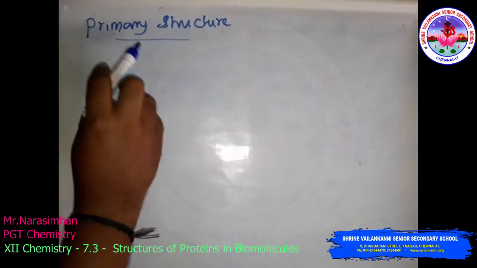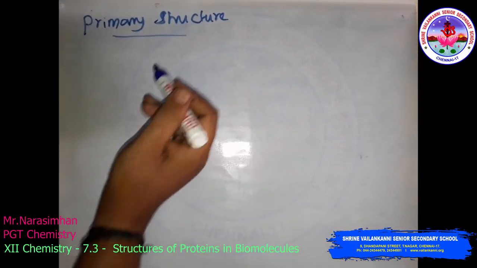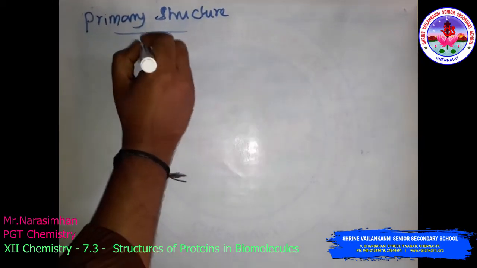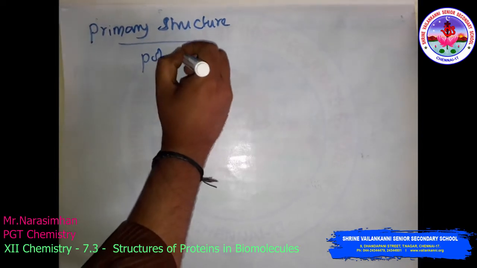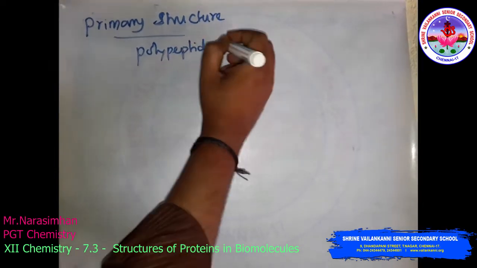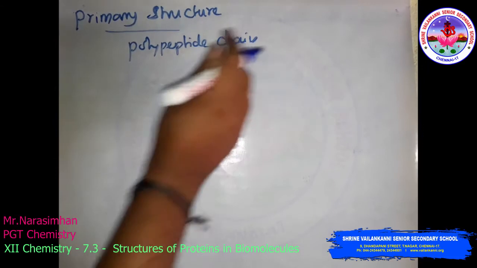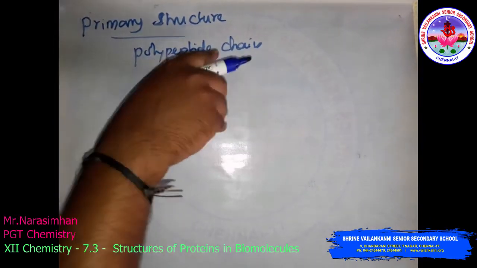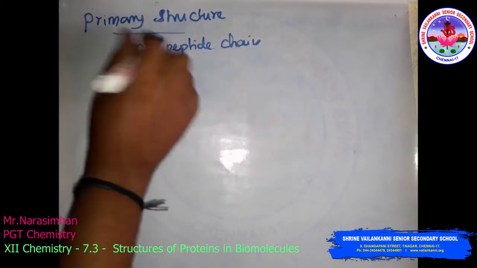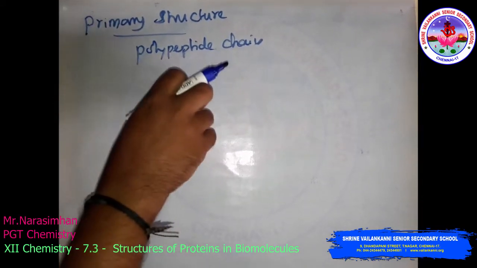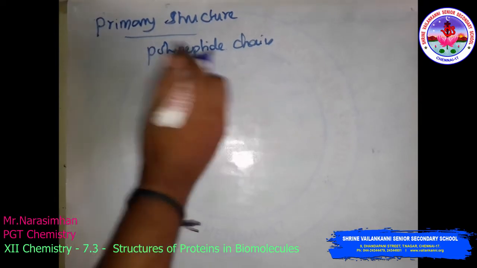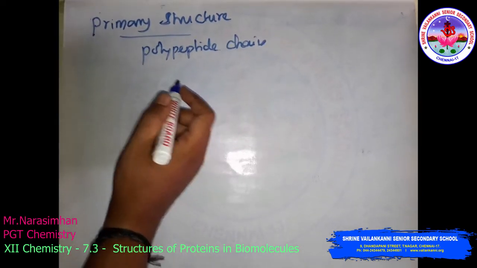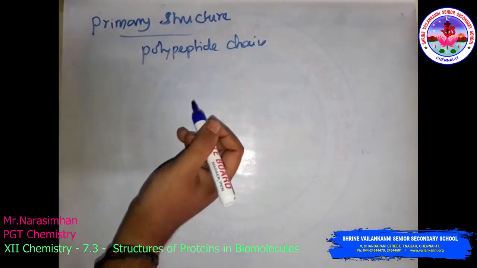Usually the primary structure of proteins has one or more polypeptide chains. That means each polypeptide in a protein has amino acids linked with each other in a specific sequence, and this sequence of amino acids is said to be the primary structure. These sequences create different proteins.